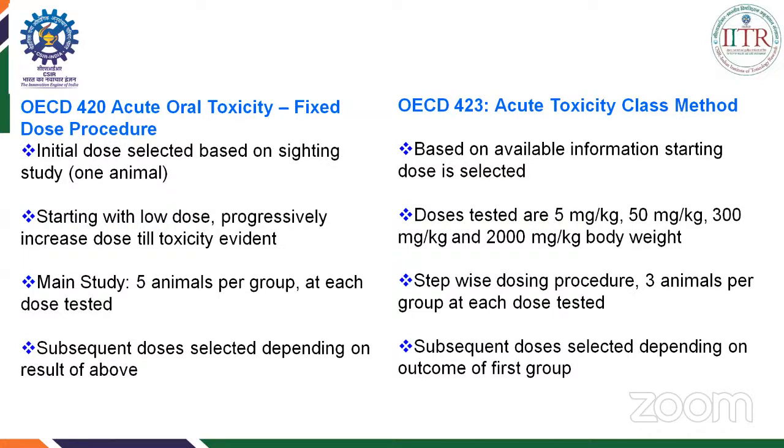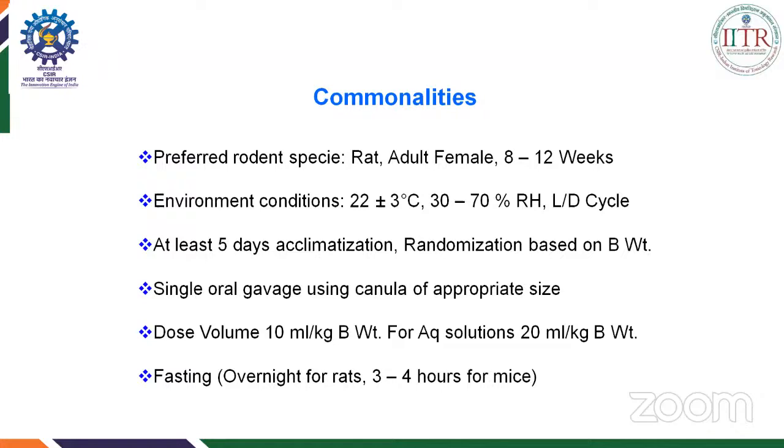But if you follow 420, you will have to start with a sighting study and then slowly keep increasing the dose until you see certain amount of toxicity. So toxicity might either be in terms of just clinical signs or toxicity in terms of mortality of the animal. And the number of animals used when you use 420 is 5 per group. In 423, it is only 3 per group.